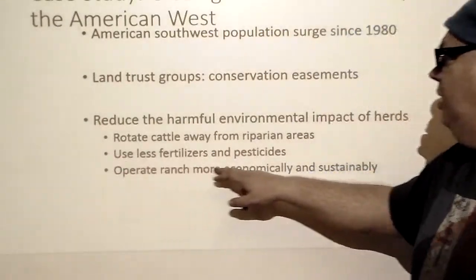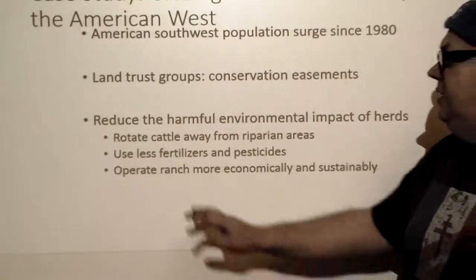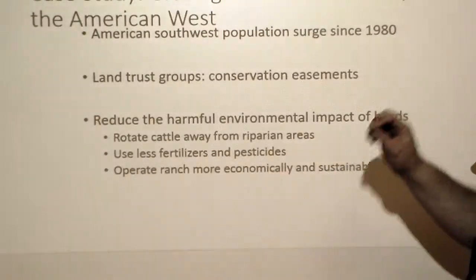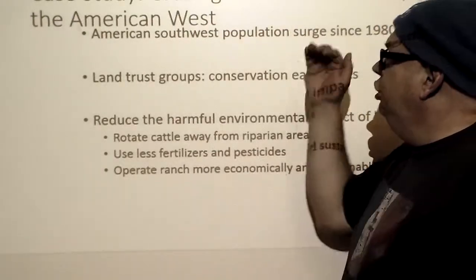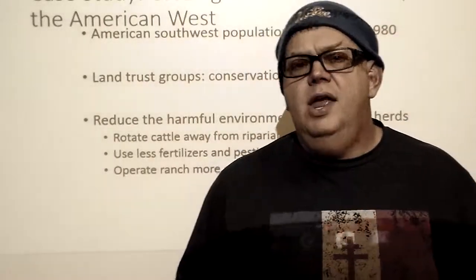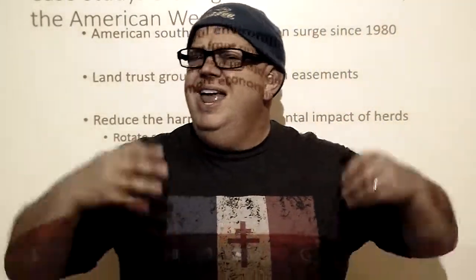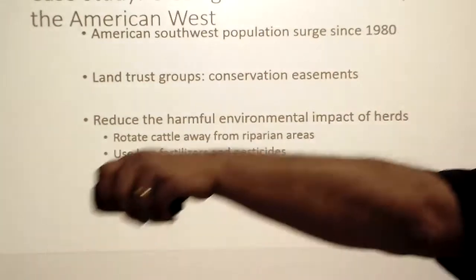Now, in this way, we also look at using less fertilizers and pesticides, and the idea is that we would operate the ranch more economically and sustainably. So these are some of the solutions that we are proposing. And what you need to understand is, when we talk about a solution, it's not just one thing that's going to solve the problem. It is a multiple approach to this. All right, let's keep going.